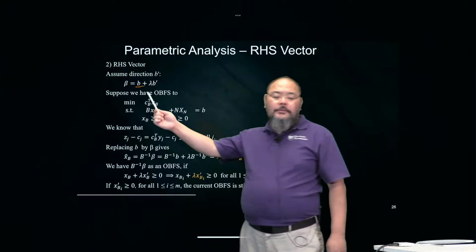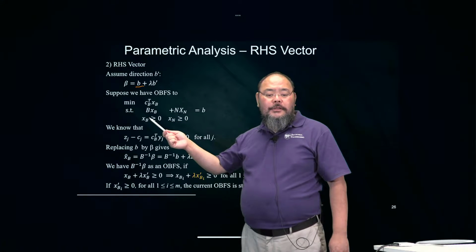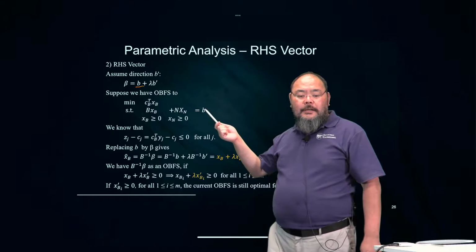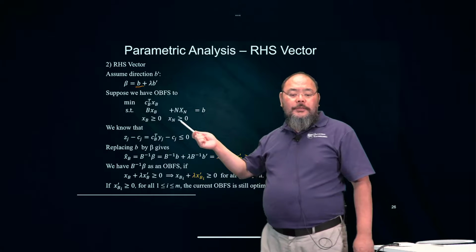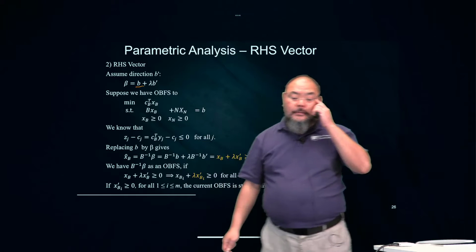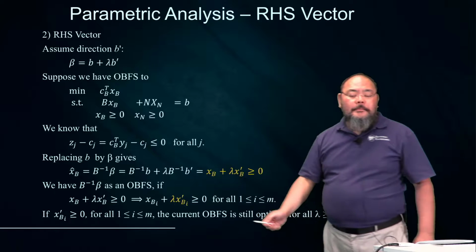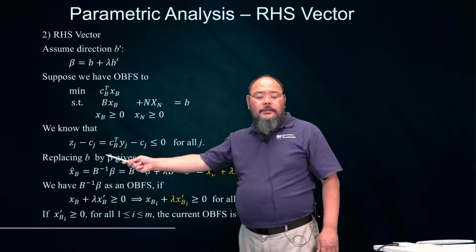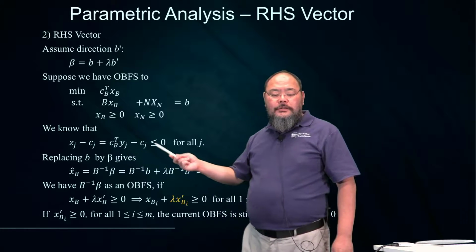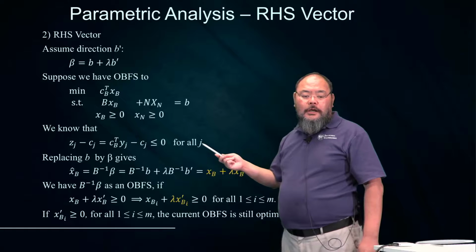Suppose we have an optimal feasible solution to CB transpose times XB, with B times XB plus N times XN equals the right-hand side B, and XB greater than or equal to 0, XN currently equal to 0 but it could be a positive number. So we know that currently Zj minus Cj equals CB transpose times Yj minus Cj. Since currently it is optimal, they all have to be non-positive for all the j, all the columns.